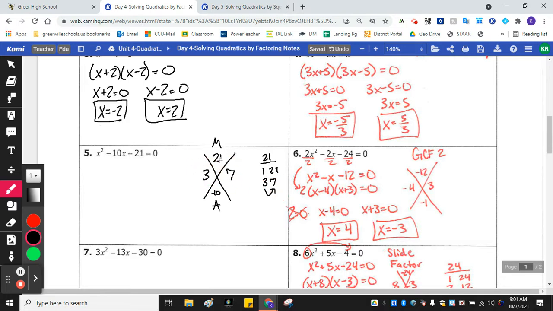It has to multiply to a positive, but add to a negative, so your only option is two negatives. So x minus 3, x minus 7 equals 0. Set both factors equal to 0 and solve. Add over your 7, add over your 3.